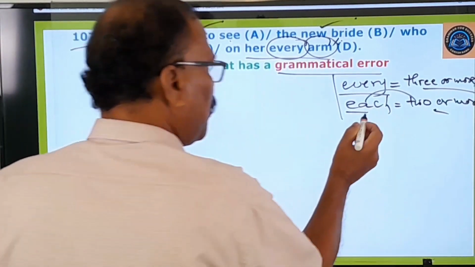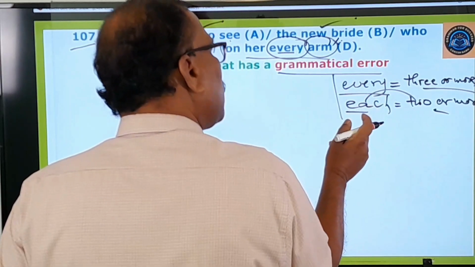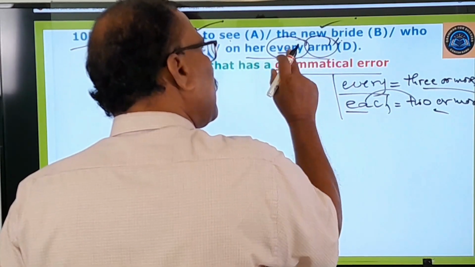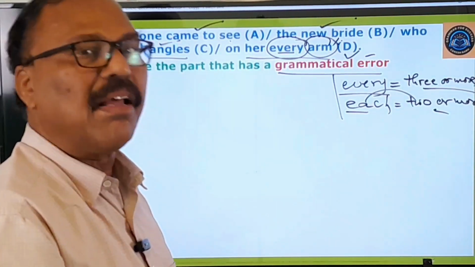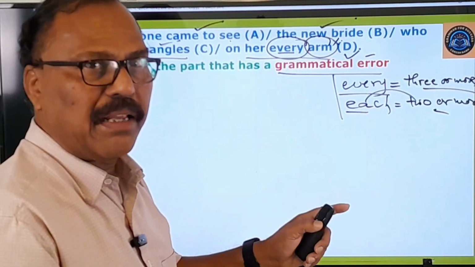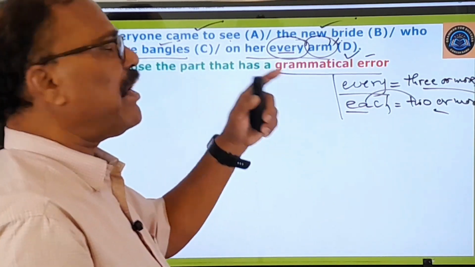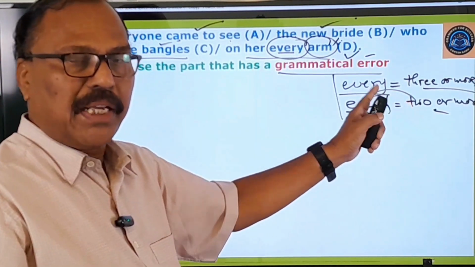So therefore you should use each in the place of every. Since there is no each here in this sentence, this part is said to be having a grammatical error. Are you following me now? Very clear: on her each arm you should say, but here it is said on her every arm. So that you should not say. That is the explanation. Okay, keep this point in your mind.